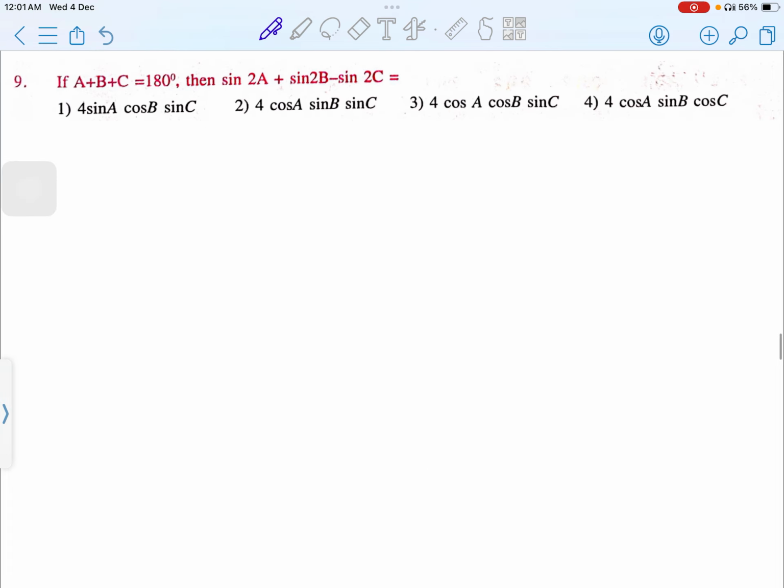Ninth one: A plus B plus C, it is a triangle, so they all add up to 180. So A plus B equals 180 minus C. What is sine of A plus B? Sine of 180 minus C, so this will be sine C only. Anywhere you have sine C, you can write that.